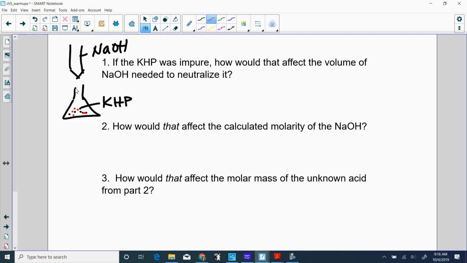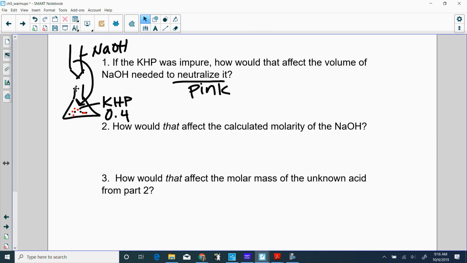So what this is saying is if that KHP was dirty, sometimes I just can't buy super pure stuff. It just comes that way. How would that affect how much NaOH it would take to neutralize it to our eyeballs? That's when it turned pink. That's called the endpoint when it turns pink, but it's actually exactly neutral one drop before that, at the equivalence point. Okay? So if our scale said 0.4 grams, but it was dirty, would it take less or more NaOH to neutralize it?